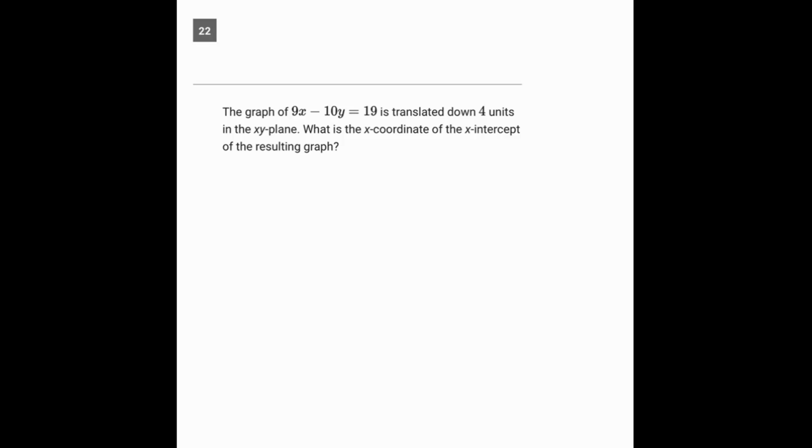Going to question 22 now, we have a line right here. We know it's a line because x and y are to the first power. If x were to the second power, it would be a quadratic, a parabola, and it's being translated down 4 units. Now, if you're given the equation of a line, you really want to see it in y equals mx plus b form so you can make sense of it.